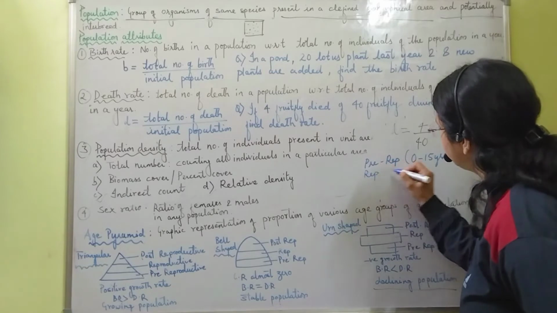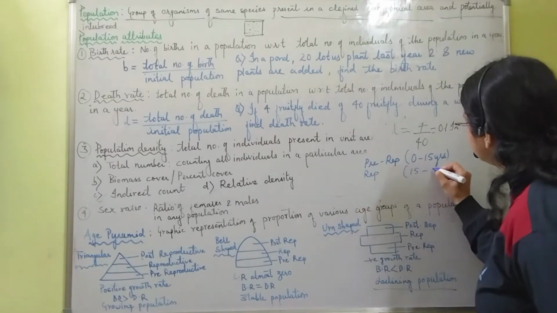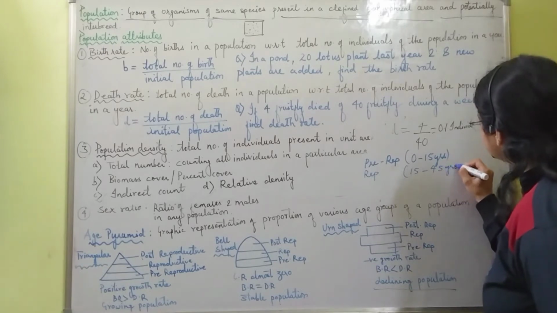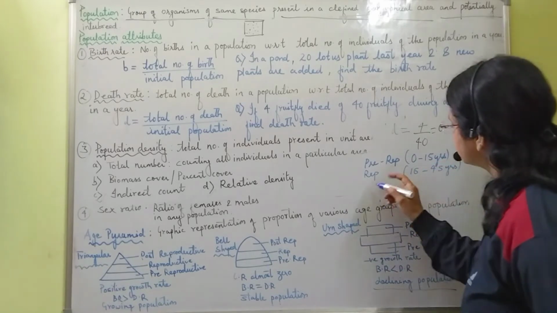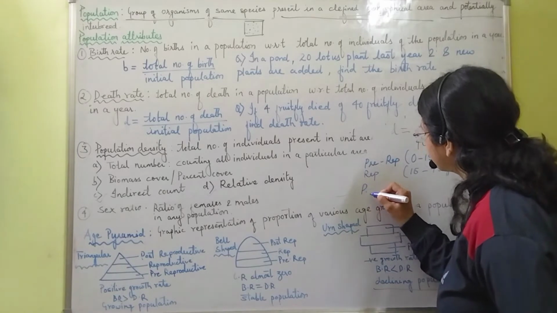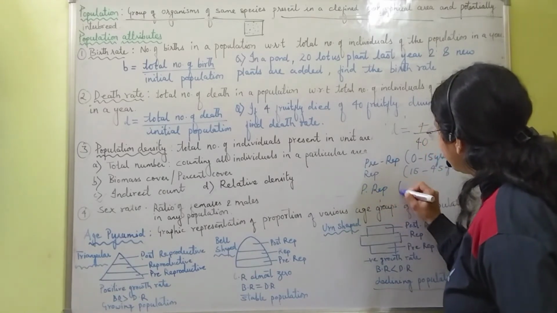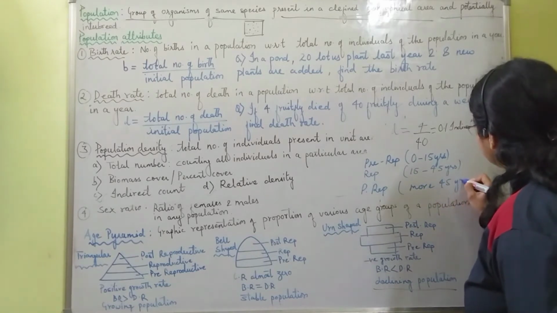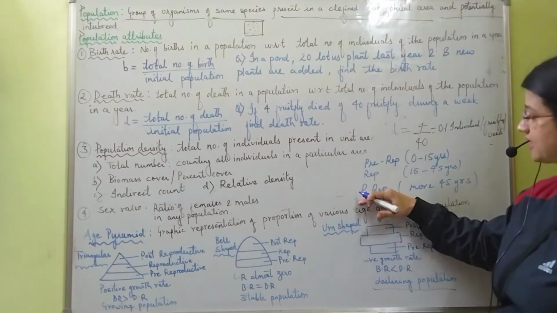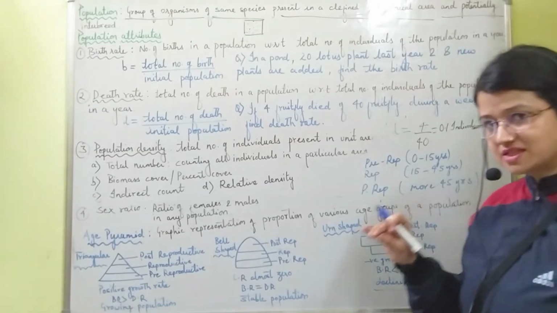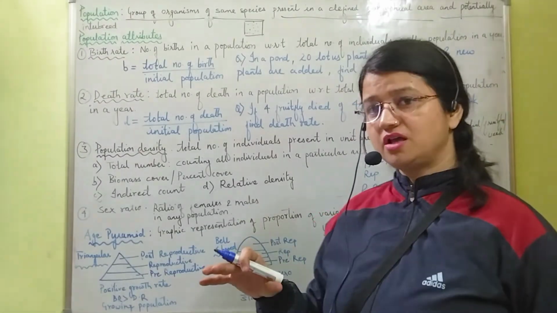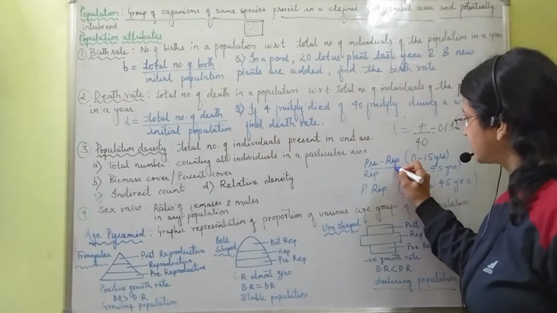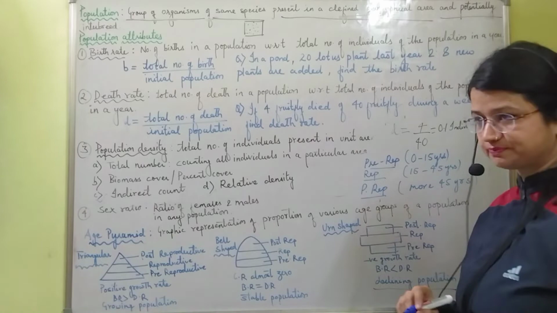Reproductive, the individuals from 15 to 45 years. And then post-reproductive, individuals more than 45 years, will come under the category of post-reproductive. Just remember, in a population, we have classified the organisms into 3 different age groups: pre-reproductive, reproductive and post-reproductive.